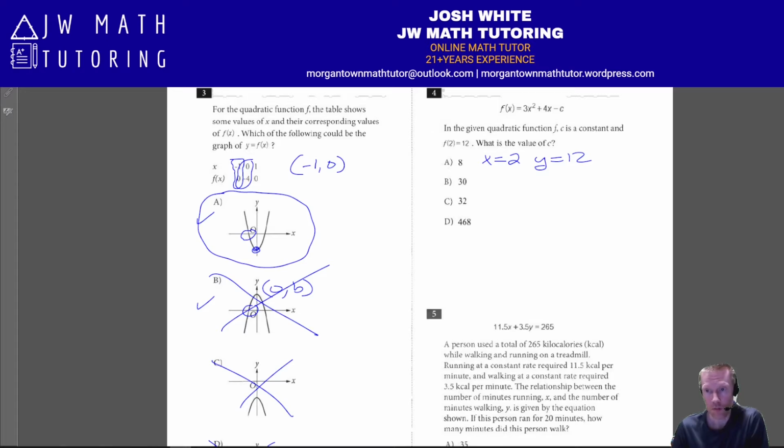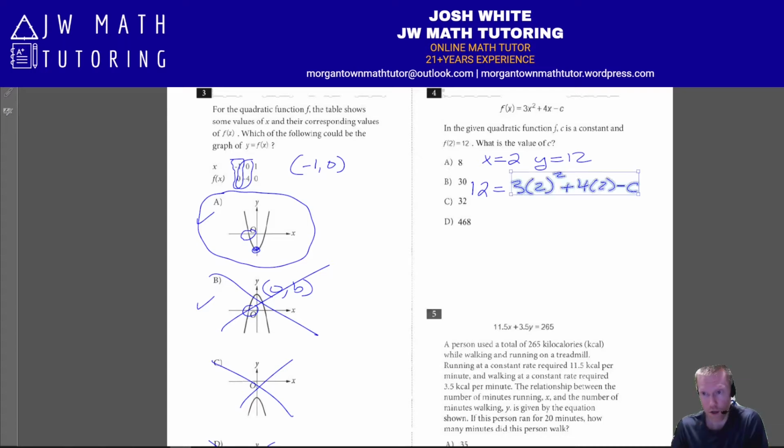So all I have to do is just plug in for each of those values, and then we'll just solve what we get for c. So 12 goes in for f of x, or essentially y, and then every time that we see an x, we're going to plug in a 2. And now we're just going to do order of operations to multiply this out.